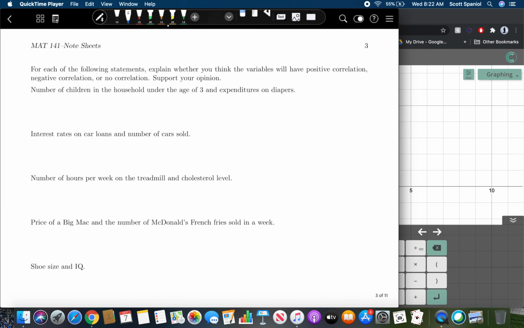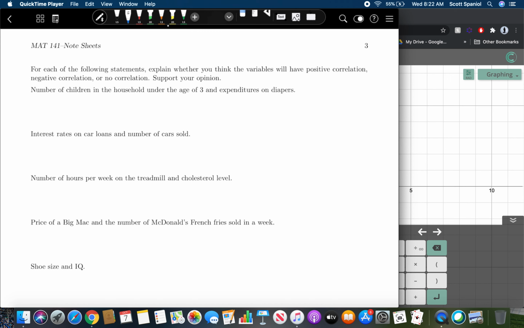So what we want to do to start out here is, first off, look at what we just think the relationship for these things would be. So is there a positive correlation, negative correlation, or no correlation? And there's no necessarily right or wrong answer here, but what we want to be able to do is be able to support our response.